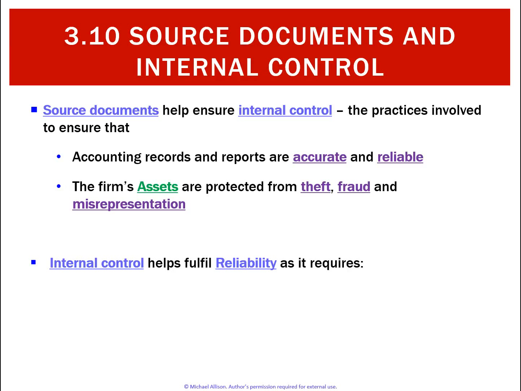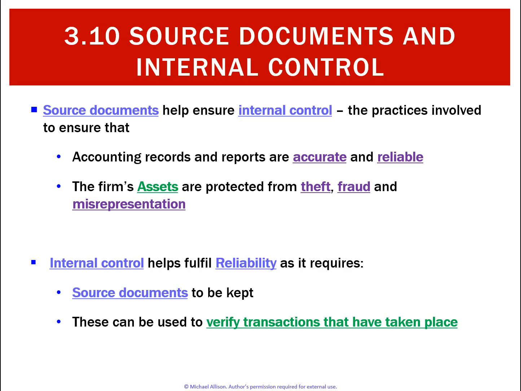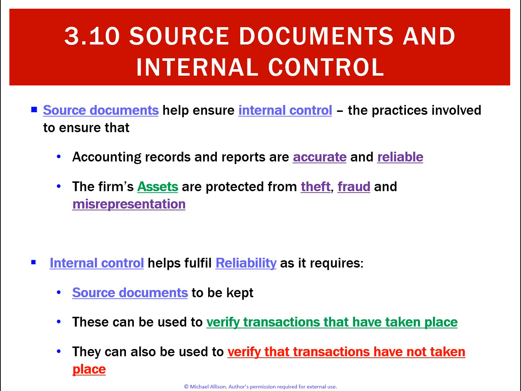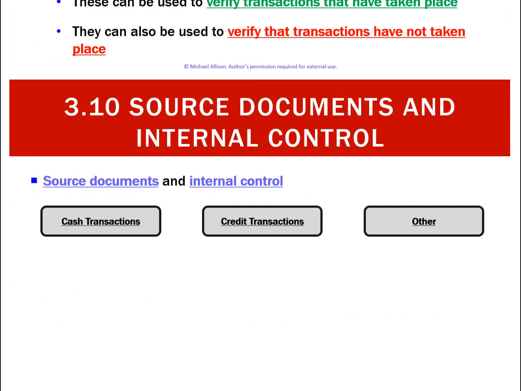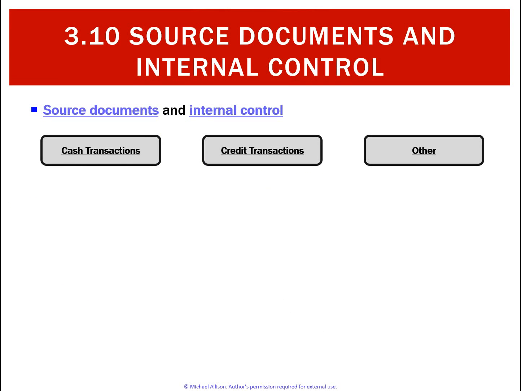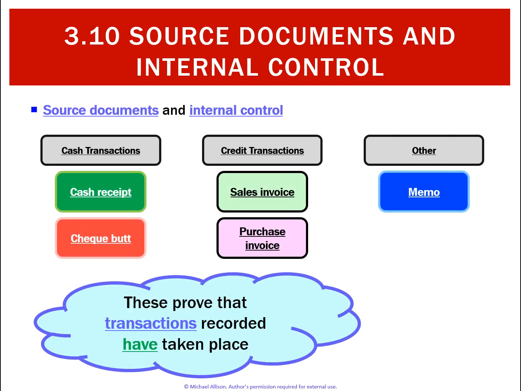So therefore, having all these documents helps ensure reliability because we've got source documents that we've saved and they're used to verify the transactions that have taken place. And actually, as importantly, there's documents to prove that transactions haven't taken place. What do we mean by that? Well, let's look at all the documents we've been through so far in Chapter 3. We've got the following documents.